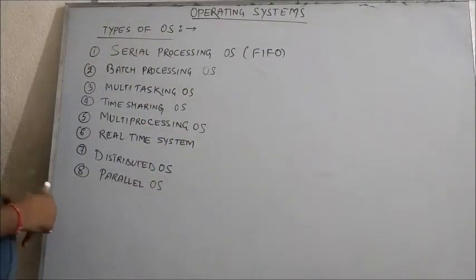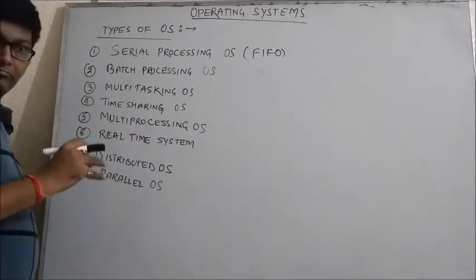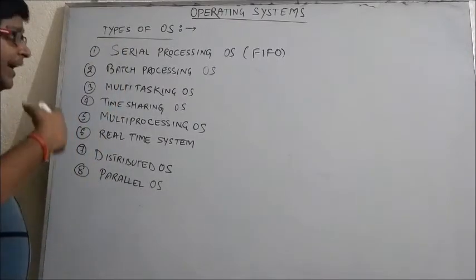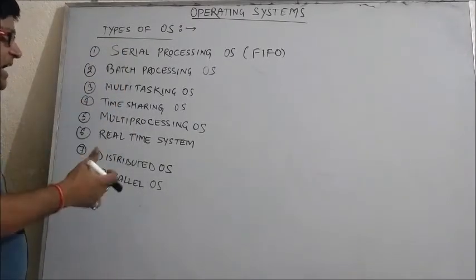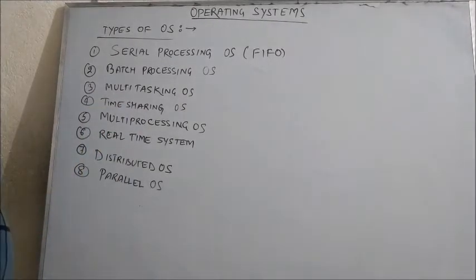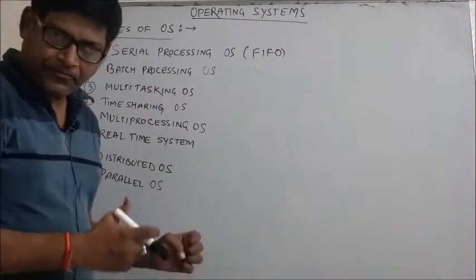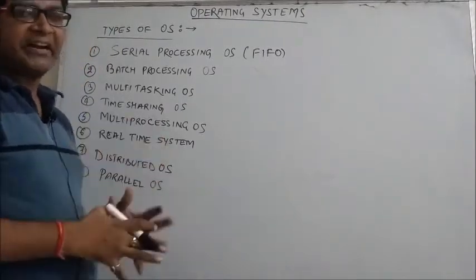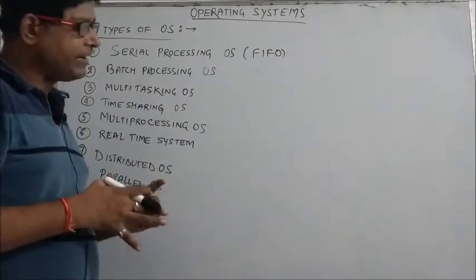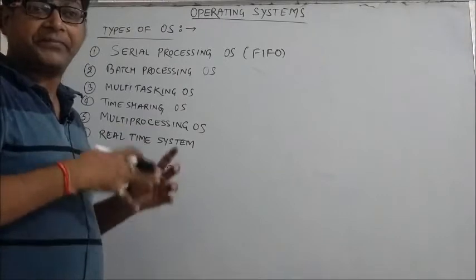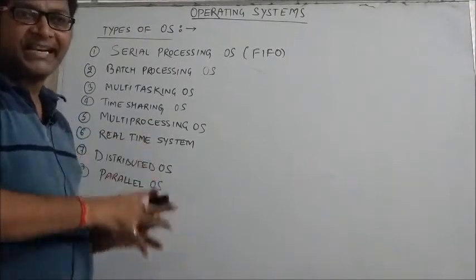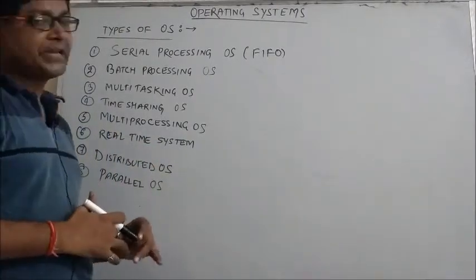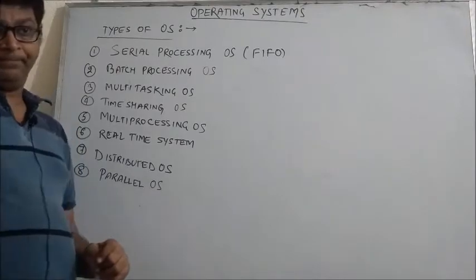After that, some types of operating system have been modernized and serial processing has been changed into batch processing system, in which suppose we are having a number of jobs, those jobs will be classified, or divided into batches, right? On the basis of different batches, the operating system will send the jobs in batch for execution to the CPU. So that is known as your batch processing operating system.